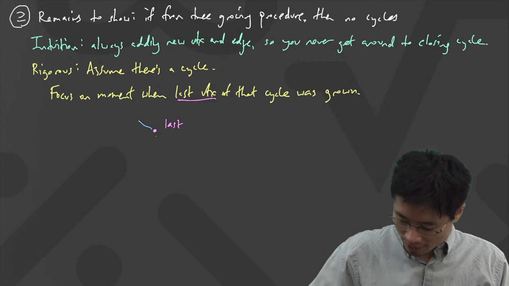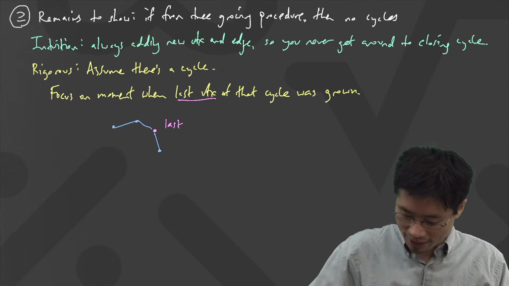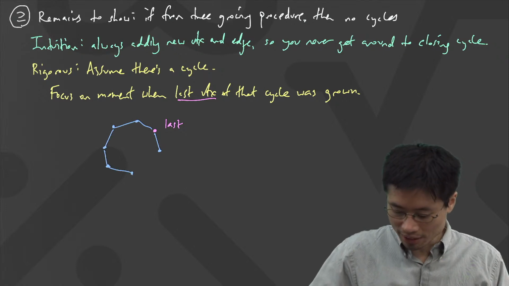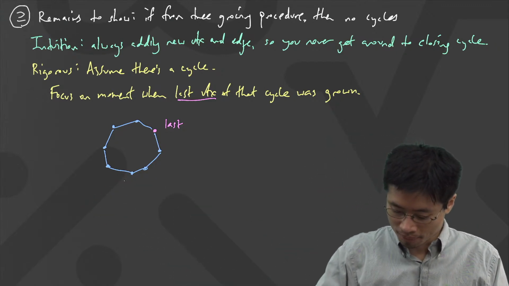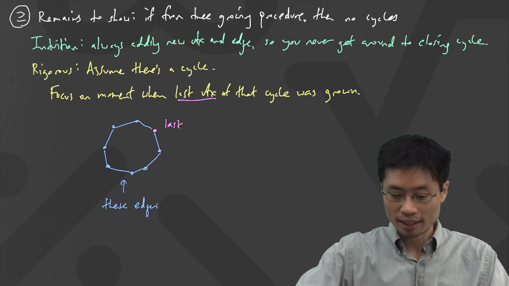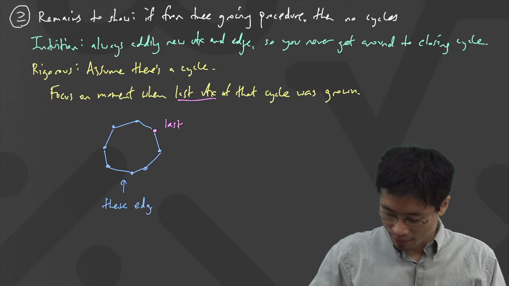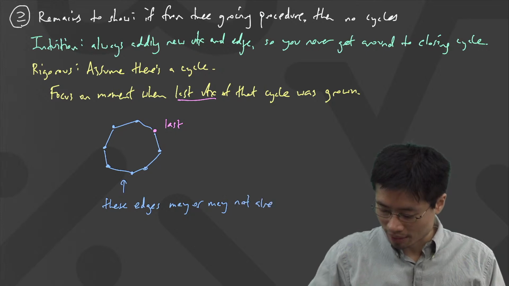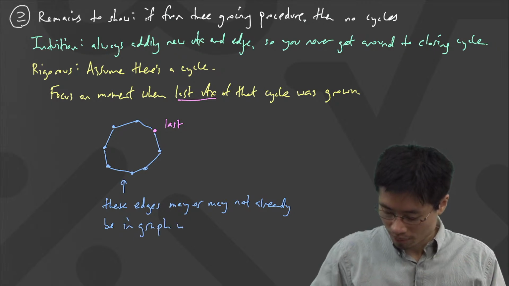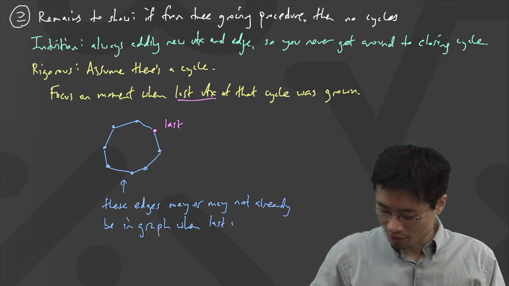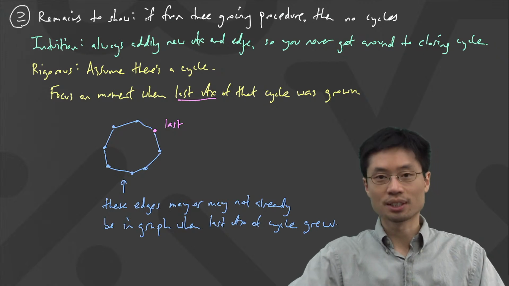I'm just going to draw the cycle. Here's the rest of the cycle. There's a cycle somehow. We're claiming there's a cycle that gets grown somehow. And the important thing about these edges, which I'm drawing here, is that these edges might already be there, or they might not. These edges may or may not already be in the graph when that last vertex of the cycle grew. But of course, we're going to study this more carefully.